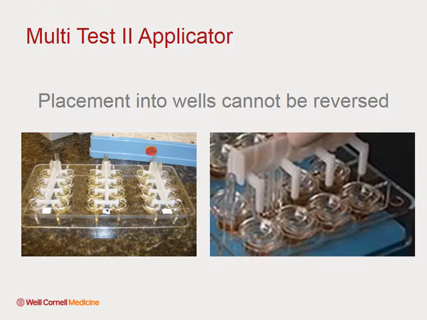This is a Multi-Test 2 applicator, and the concentrated allergens are placed inside the wells, and then the Multi-Test 2 applicator is placed inside those wells as well. And you can see from the picture on the right that the placement cannot be reversed because there is a T on the top of the Multi-Test 2 applicator and a clear post at one end of the wells, so that the orientation of the device will always be consistent and known.